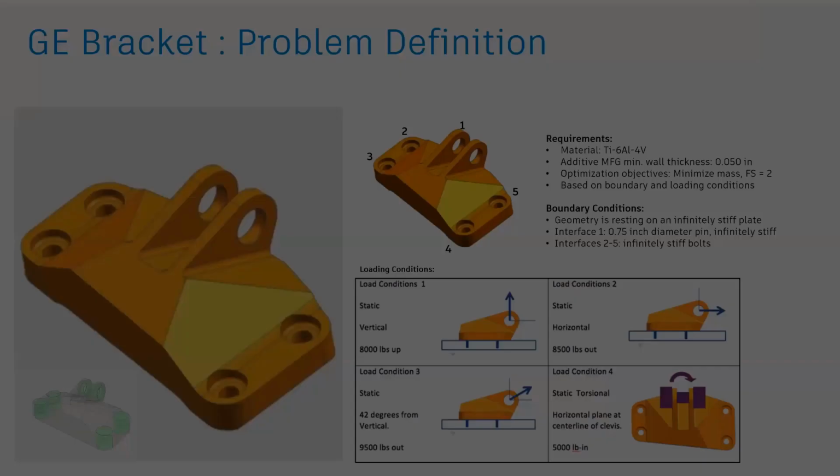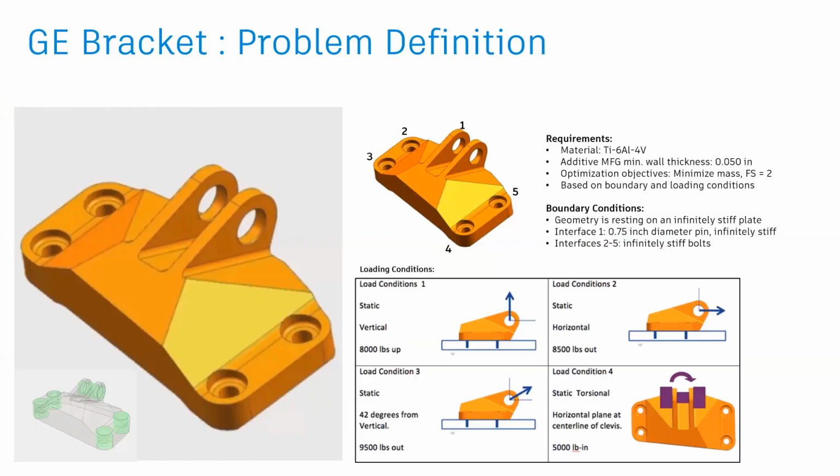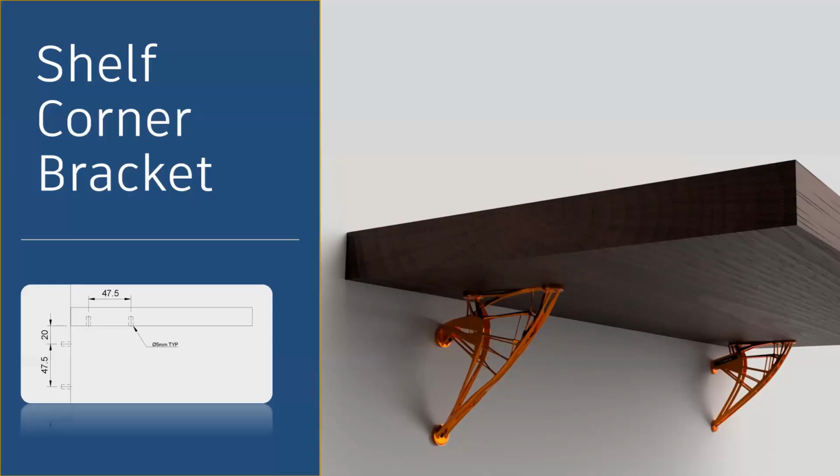So I hope you guys were able to relate with this problem that we discussed. Let us look at a different problem altogether. So let's look at a different example. So this is an example of a shelf corner bracket.